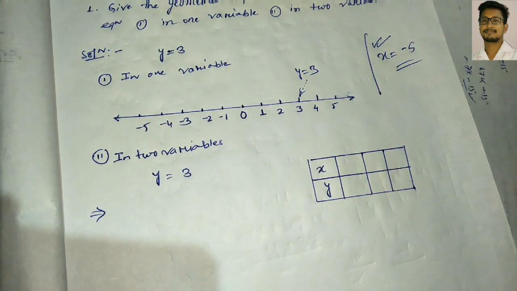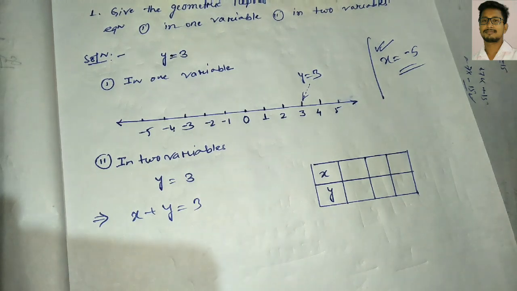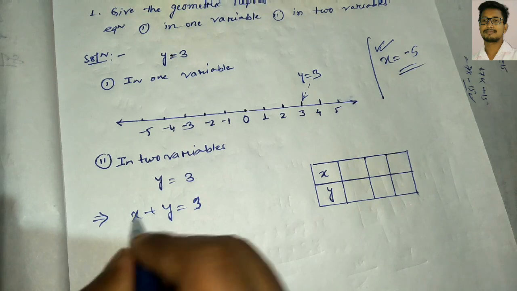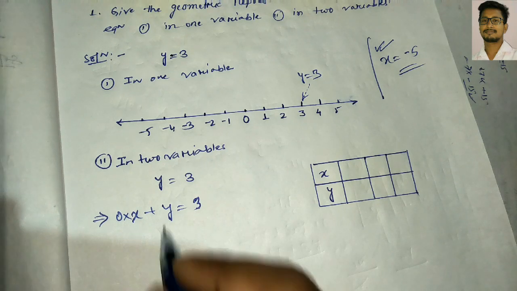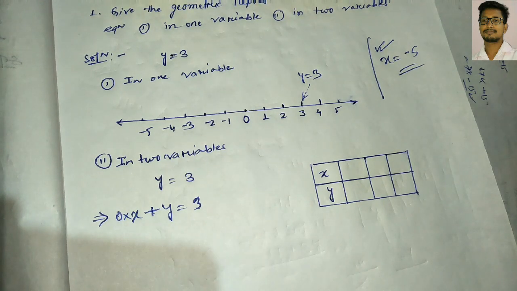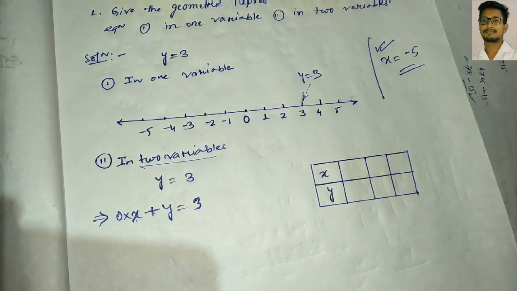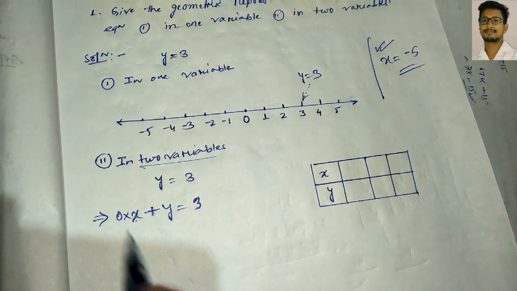See, since y is 3 here, that means x is not here. How to express it now? I will write here x plus y equal 3, but you can see x was not here before, so to cancel it we have to multiply by 0. You can see now I have expressed it in two variables. Clear? Since x was not there, I have written it to bring it into the two variable form, right? So to cancel this x we have to multiply by 0.